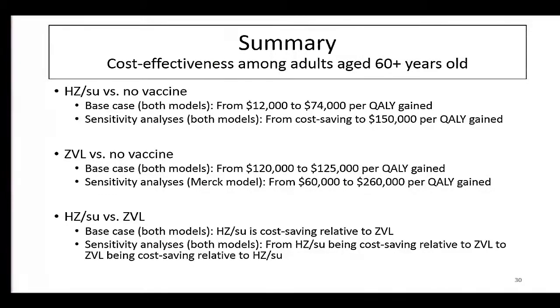In the head-to-head, which we just looked at, the base case of both models found that the subunit vaccine was cost-saving. There was one case where the live vaccine was cost-saving relative to the subunit vaccine, and that was in the Merck model with parameters that favored the live vaccine.